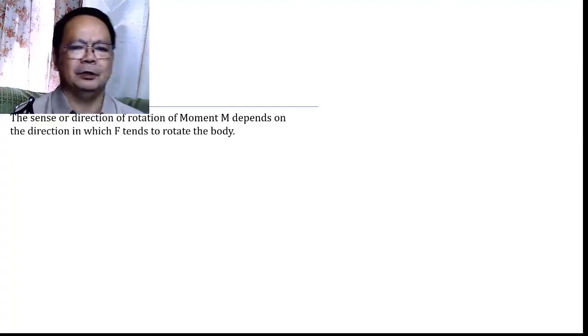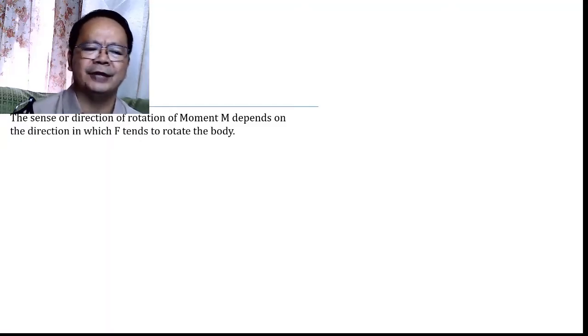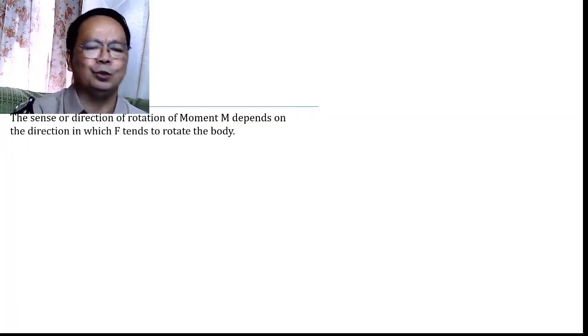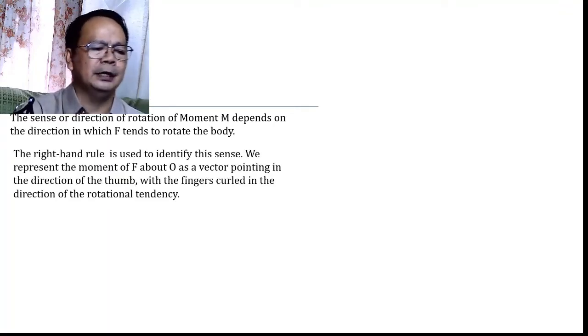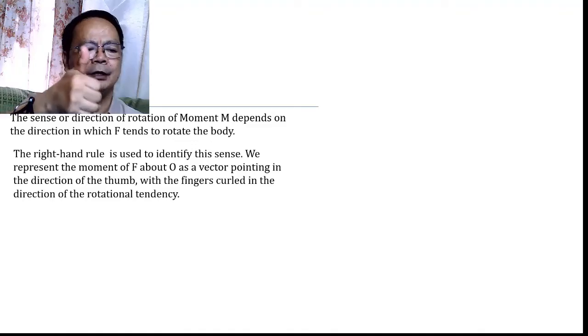The sense or direction of moment depends on the direction in which F tends to rotate the body. So yun daw sense ng direction ng movement ay depende sa kung paano ang direction ng force when they act upon the body. And so it will tend to rotate the body. And the rotation of the body or the sense of the body follows the right hand thumb rule. So yung tinatawag nating right hand thumb rule. How do we apply this right hand thumb rule?